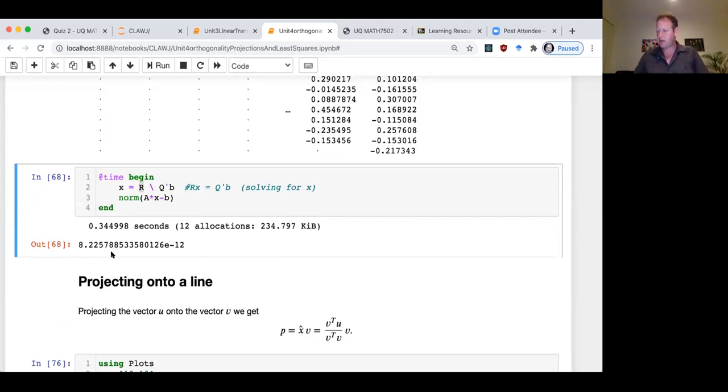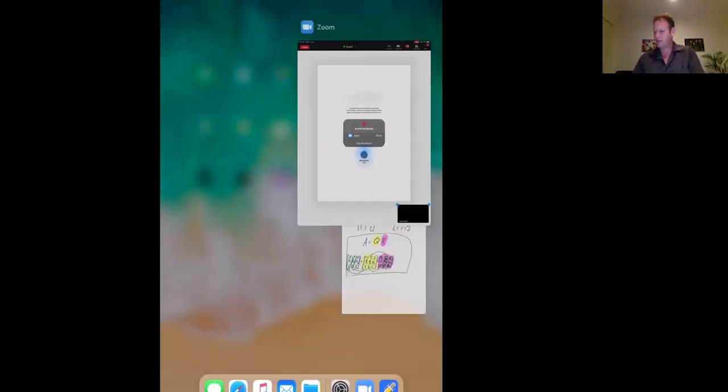Next big story, which is related, is projections, and that brings us on to least squares. So let me share the scratch pad for this, and let me tell you this story.